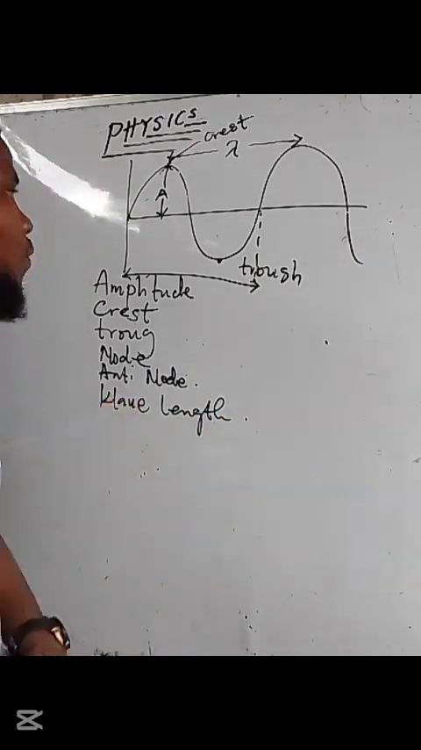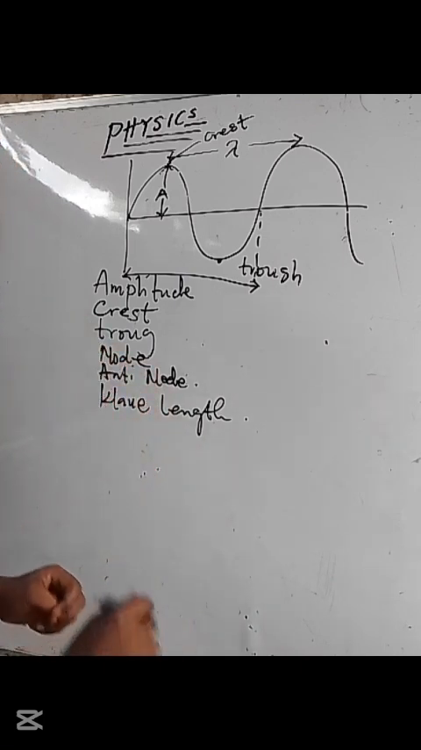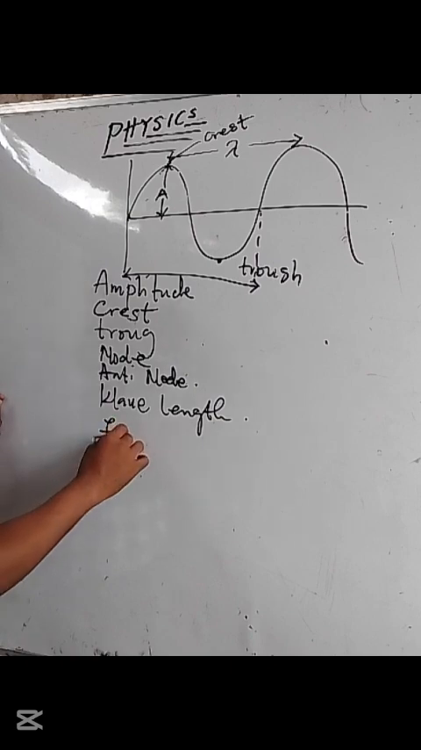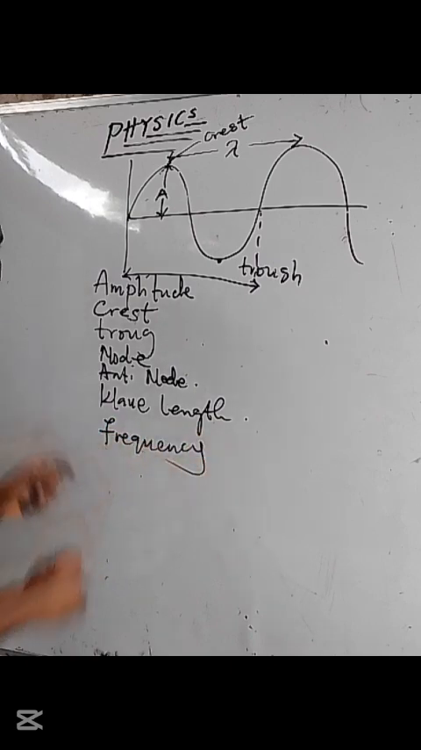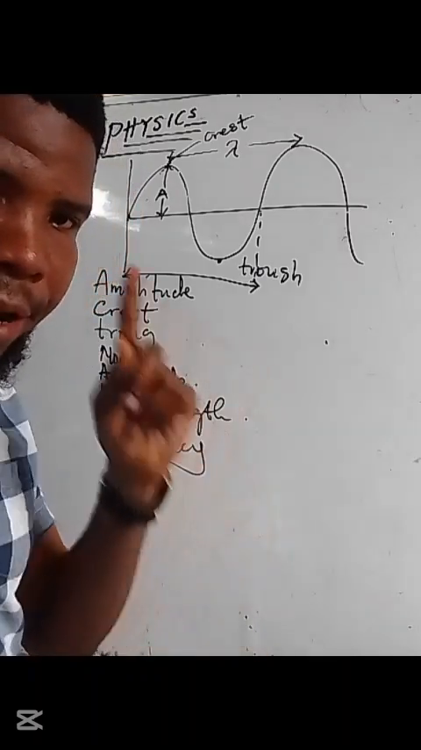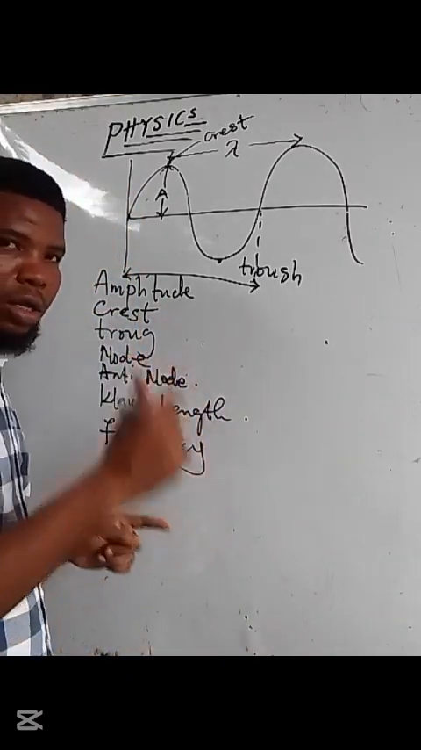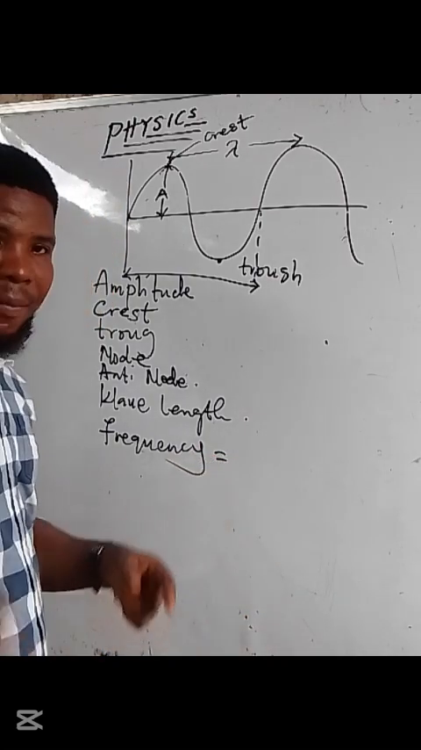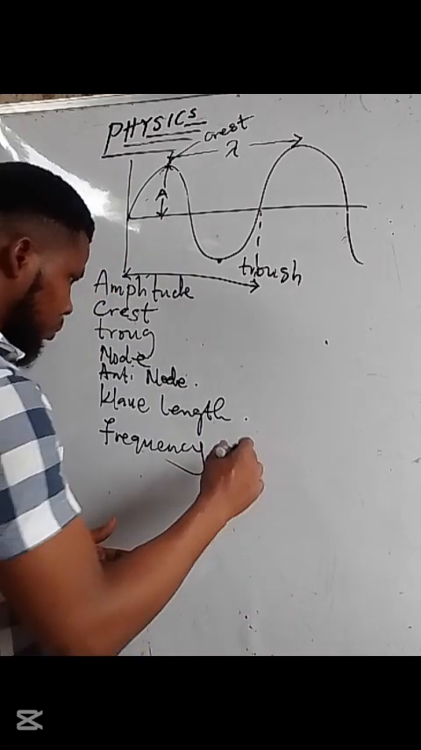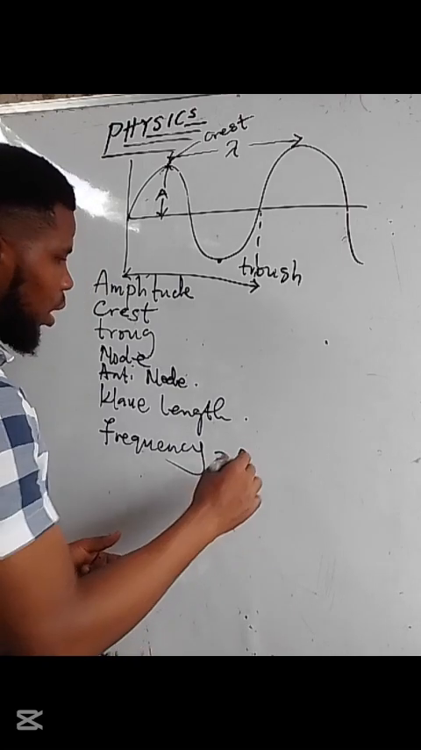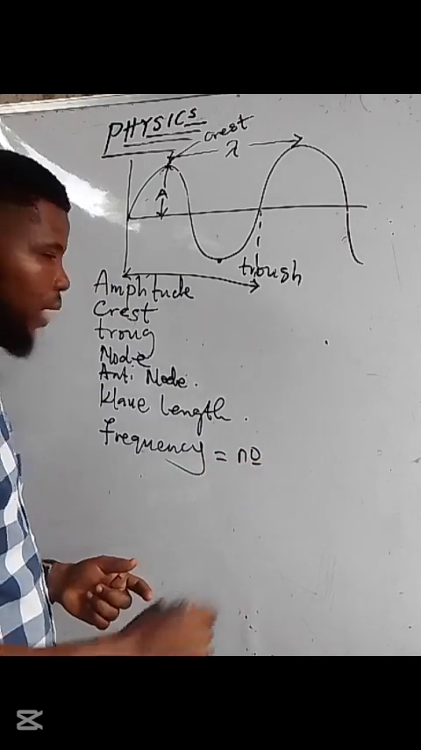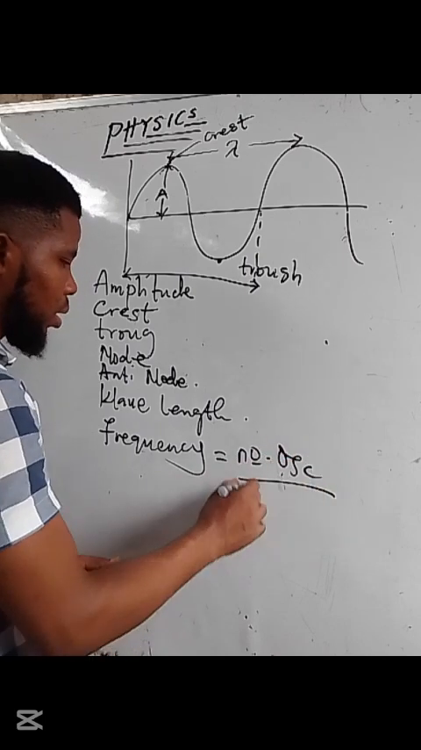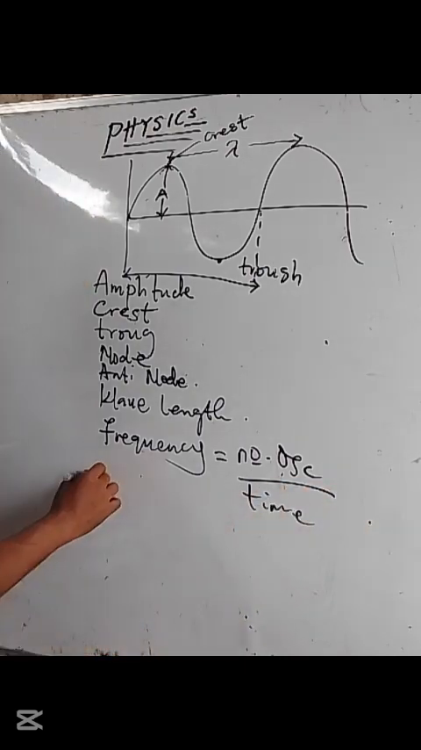That's wavelength. Then, when you now have your wavelength, of course, we can now get our frequency. Frequency is the number of vibrations that will be made in 1 second. So the number of oscillations that will be made in 1 second, that is frequency. So frequency can be determined by the number of oscillations over the time. Now, we now have period.